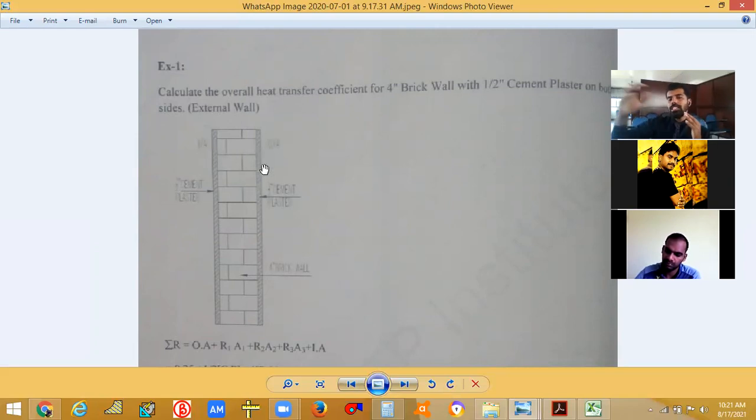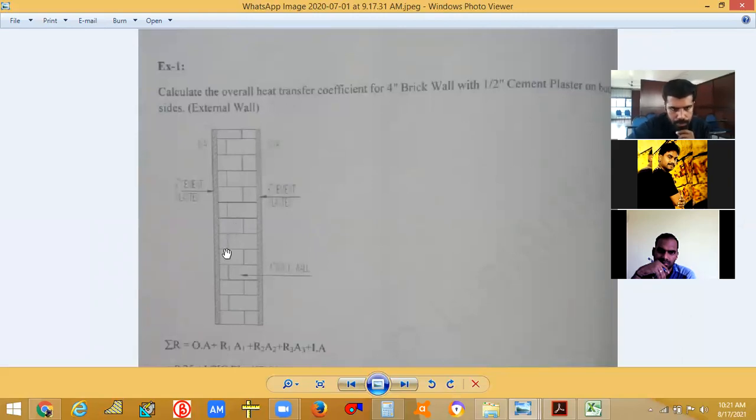Plus, the next thing you have to know is what are the different materials which are given. Okay. So what you have to do is multiply the thickness with the R value or the resistance value. Okay. So here you have three materials, in the sense total two types of materials, but there are three layers. Half-inch cement plaster on both the sides, plus 4-inch brick wall.